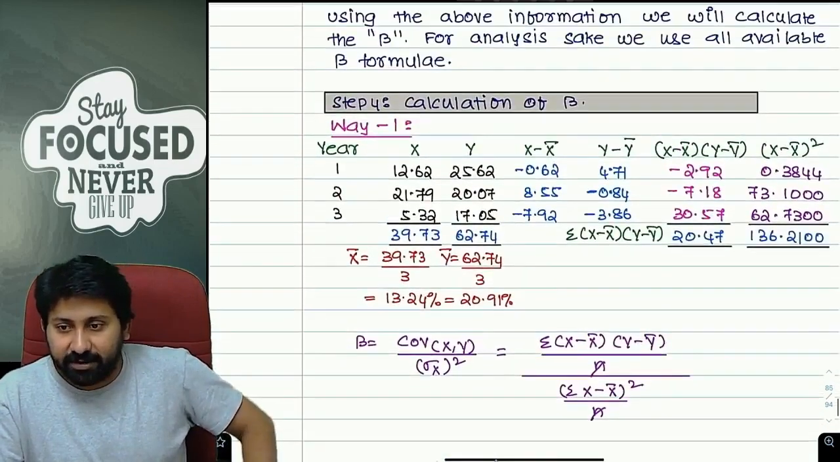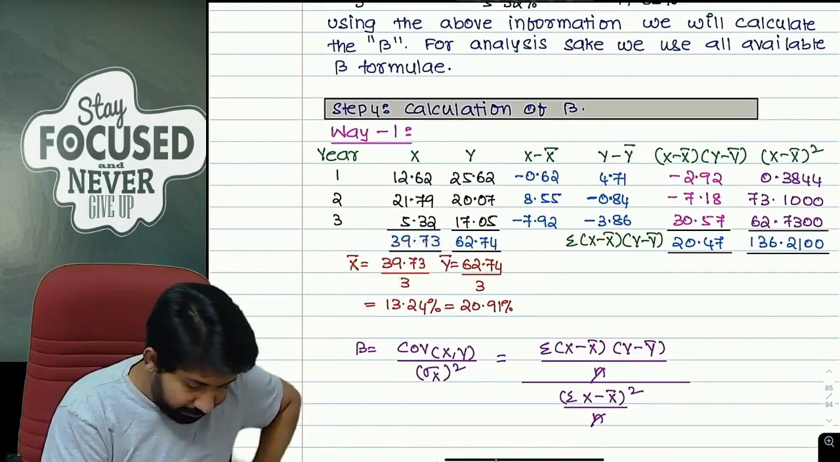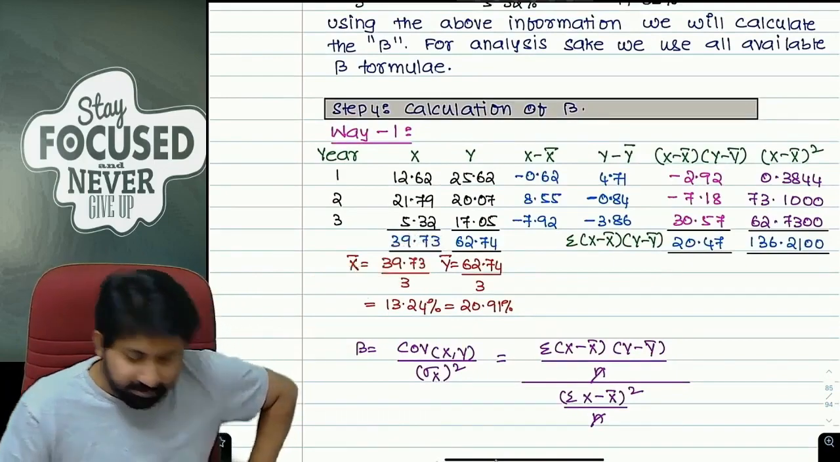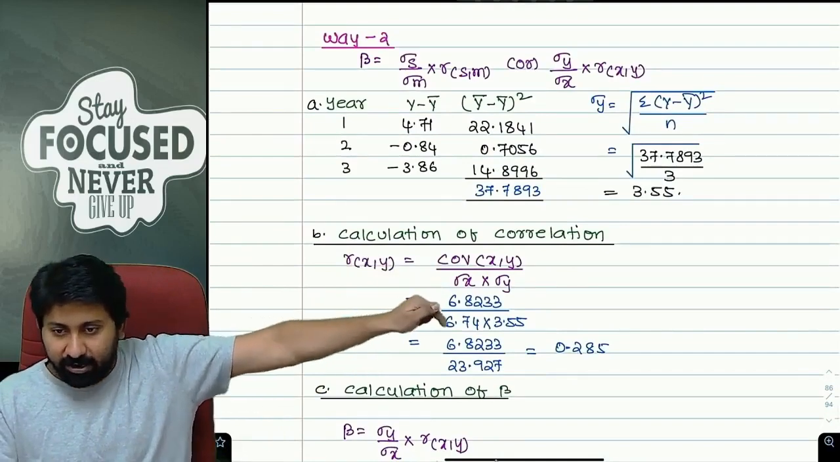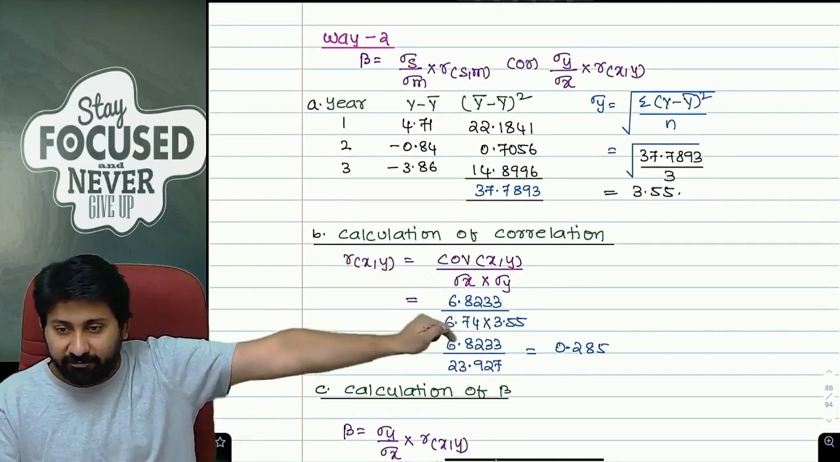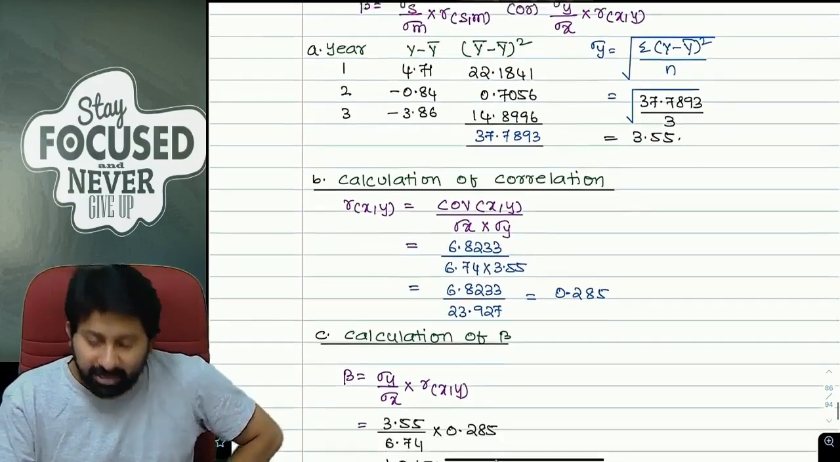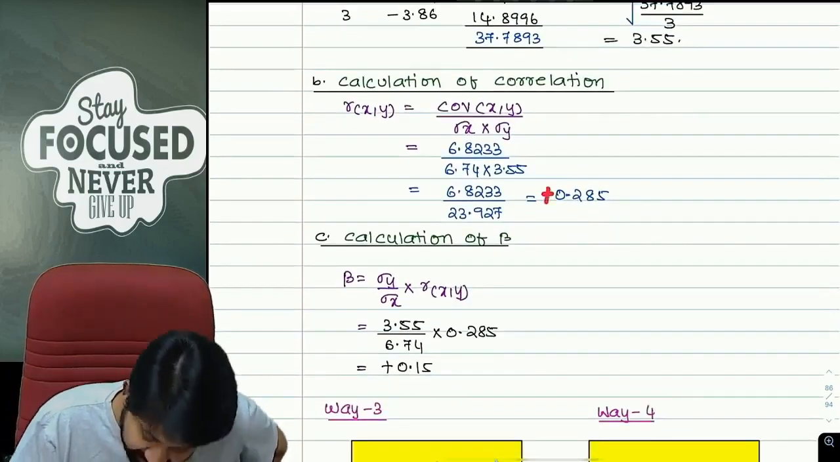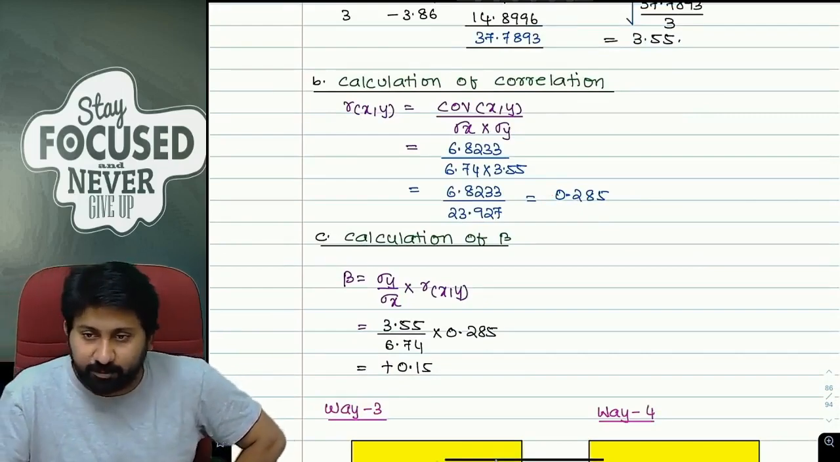How can the covariance be calculated? Sigma of x minus x bar into y minus y bar, 20.47 divided by 3, that is 6.823. Divided by 6.74 into 3.55. So the correlation happens to be 0.285, which is obviously a positive number in this case, plus 0.285.